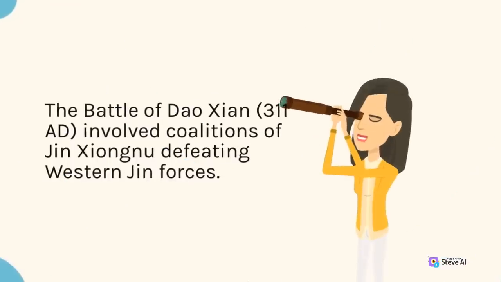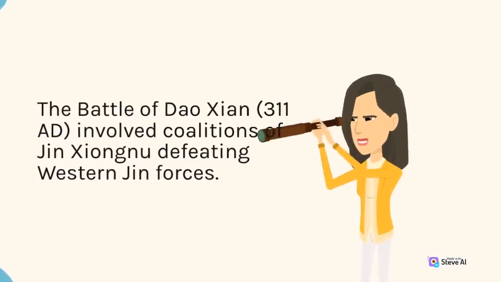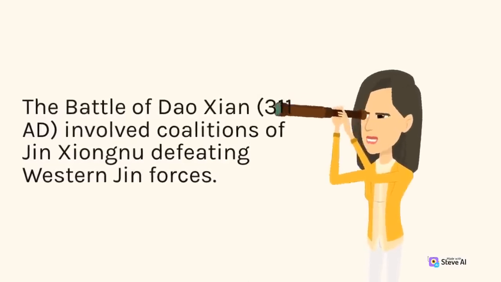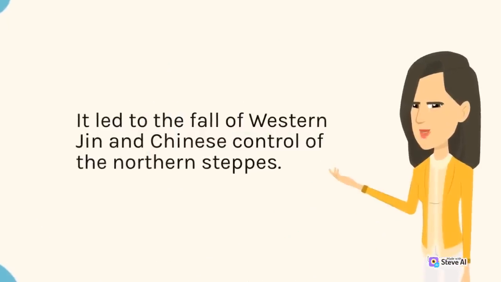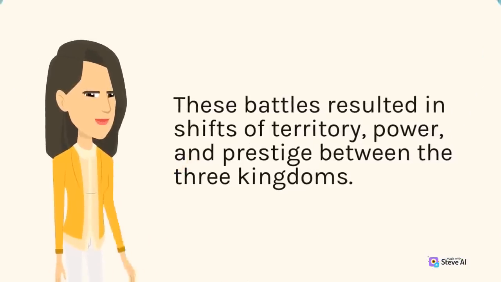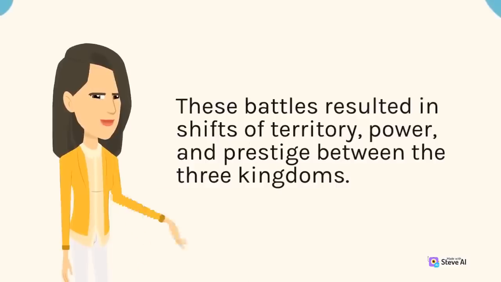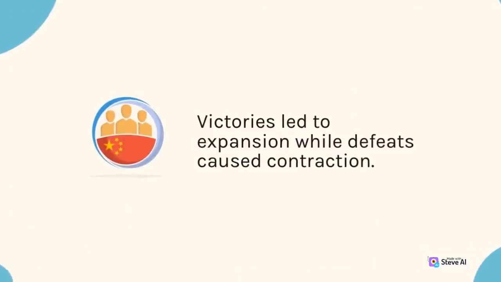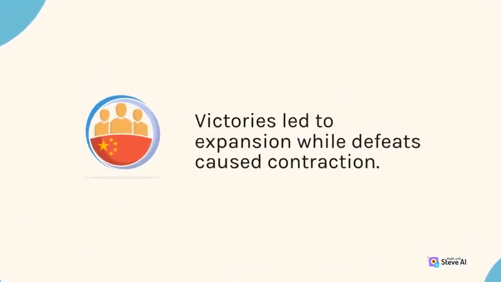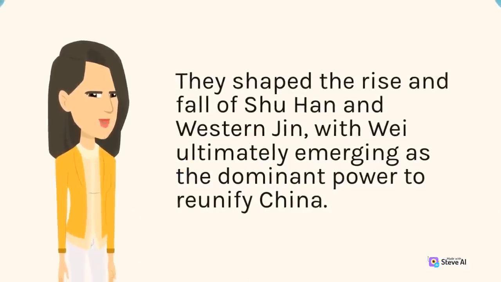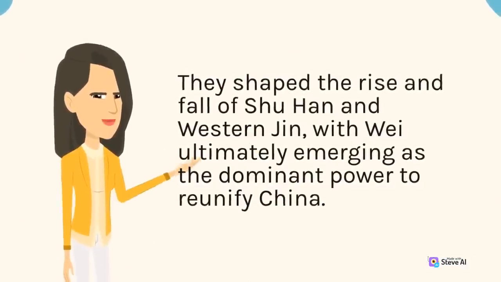The Battle of Daoshen, 311 AD, involved coalitions of Jin Shangyu defeating Western Jin forces. It led to the fall of Western Jin and Chinese control of the northern steppes. These battles resulted in shifts of territory, power, and prestige between the three kingdoms. Victories led to expansion while defeats caused contraction. They shaped the rise and fall of Shu Han and Western Jin, with Wei ultimately emerging as the dominant power to reunify China.